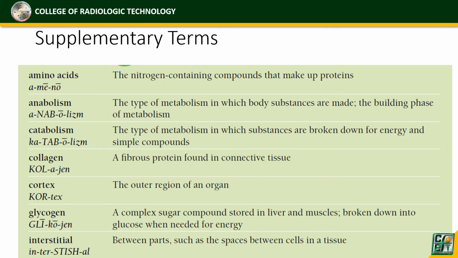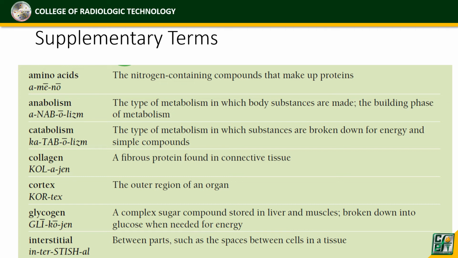Now, supplementary terms that you need to understand and know. First are amino acids, nitrogen-containing compounds that make up the proteins. Next are anabolism and catabolism, two metabolic processes. Anabolism is the building phase of metabolism, and catabolism is the breaking down phase of metabolism. Next is collagen, a fibrous protein found in connective tissues.